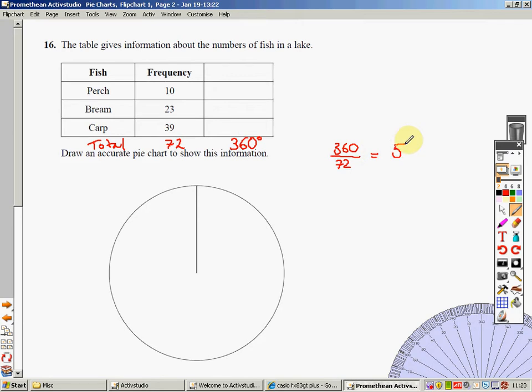So I know that I've got to times each fish by 5 degrees to get the number of degrees it's worth. So I might just want to write times 5 there, and I can write degrees in there. Okay, 10 times 5, 50. 23 times 5, I'll go times by 10, then halve it, gives me 115. 39 times 5 is 195. If I add those up, yep, I get 360 degrees. So I know I'm correct.